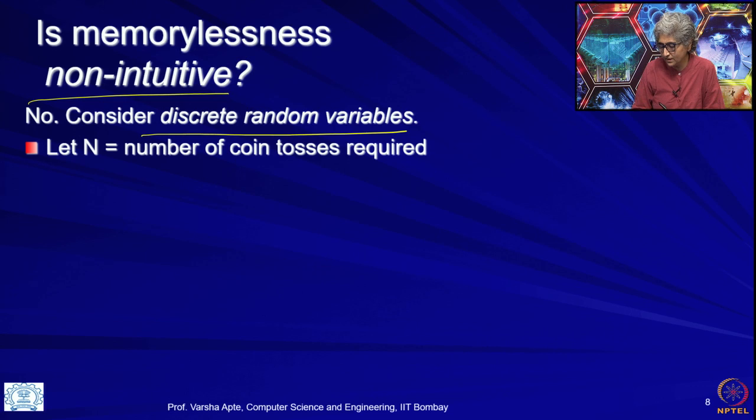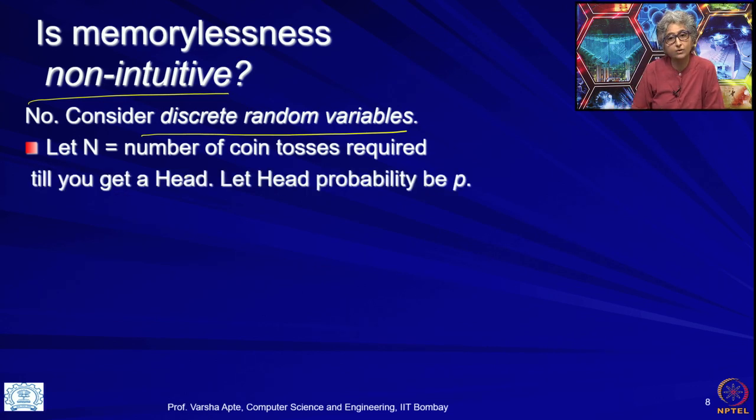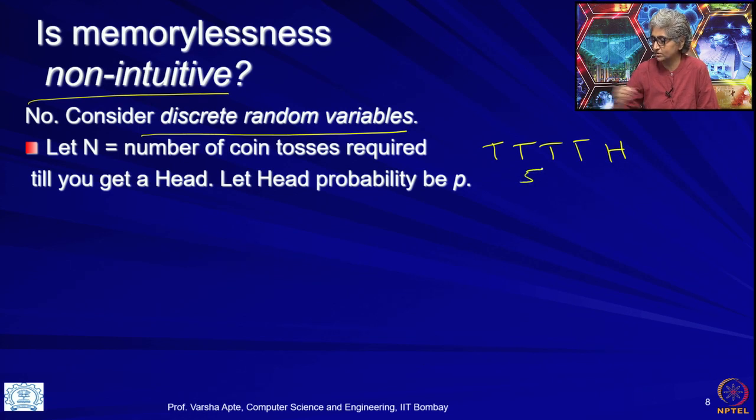So let n be the number of coin tosses required until you get a head, a standard example given in probability, and let the head probability be p. Suppose you got tail, tail, tail, tail, and then head. That means your n was equal to 5. You needed 5 tosses.